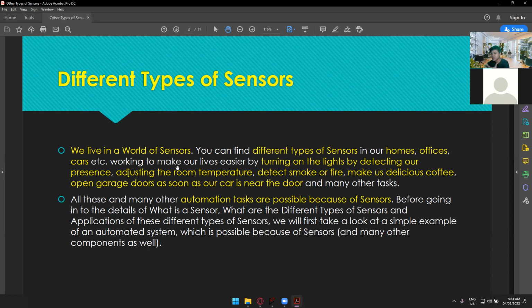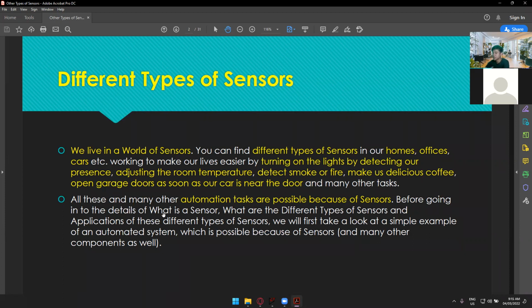We make our lives easier by turning on the lights by detecting our presence, adjusting room temperature, detecting smoke or fire, making us delicious coffee, opening garage doors as soon as our car is near the door, and many other tasks, just by having different kinds of sensors and implementing them in an automated device. All these and many other automation tasks are possible because of sensors.